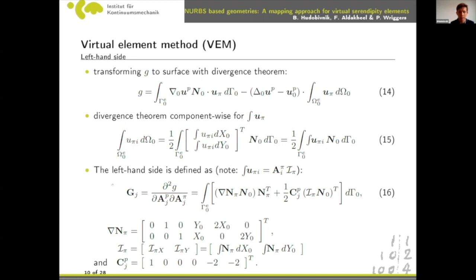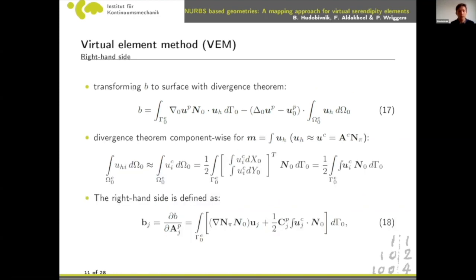And we obtain the final form for the G matrix, which is obtained by deriving this scalar G with respect to the AP parameters. So this is all done in the code. That is why I'm showing all these derivations. Now we do the similar for the B side.